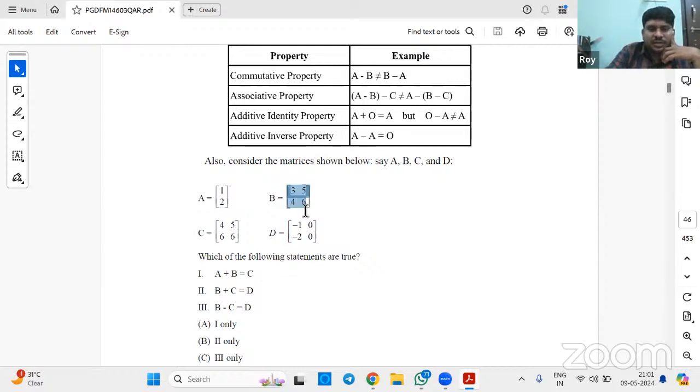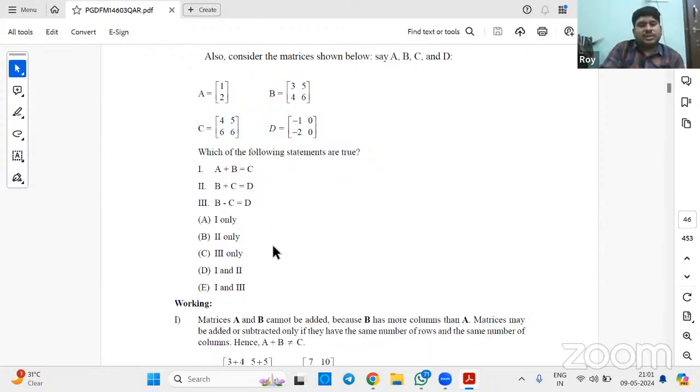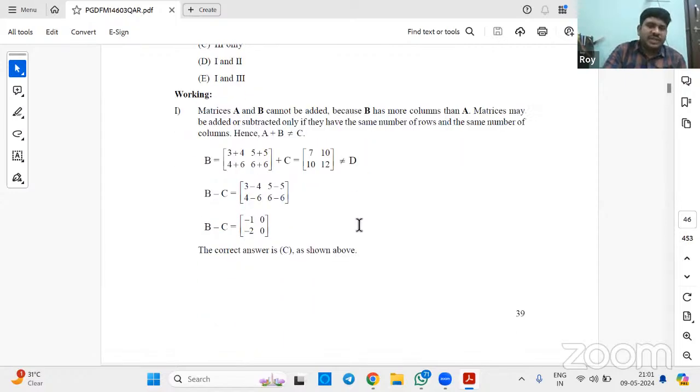B plus C is equal to D. See, B has four values. C also has four values. B plus C is equal to D? I don't think so, because B plus C will be less only. See, 3 plus 4, 9 is coming. If it is D, 9 should be here. That means it is false. B minus C is equal to D. We'll check. 3 minus 4 is minus 1. Correct. 5 minus 5 is 0. 6 minus 4 is 2. 6 minus 6 is 0. Oh, this is correct. Only the third is correct. We understood that if the number of rows and columns are equal, then this can be done. So it's very easy. Adding and subtracting with matrices is very, very easy.